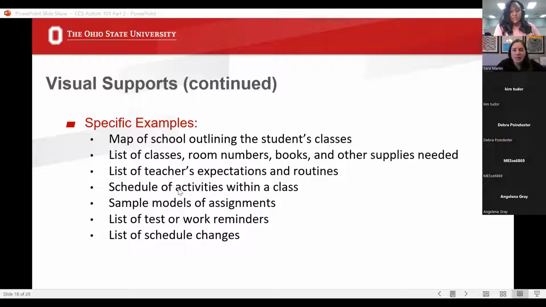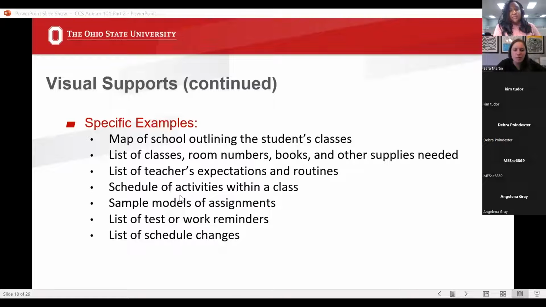Having a schedule of activities within a class, like that Velcro visual schedule, can typically be used each day. A lot of my students had a visual schedule that showed their whole day with their classes listed, but we also had a Velcro one with the different activities within the class: teacher instruction, independent work time, worksheet, whatever works for your student or whatever they would understand.